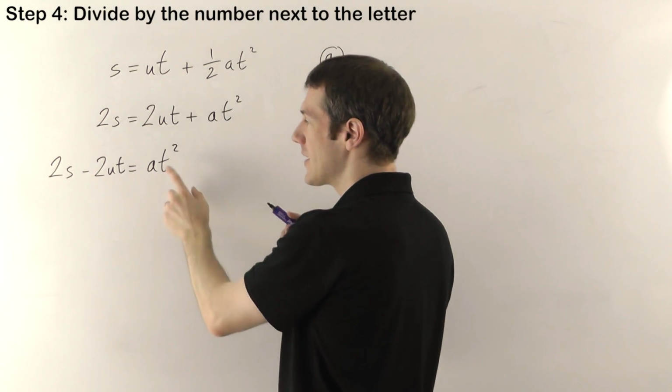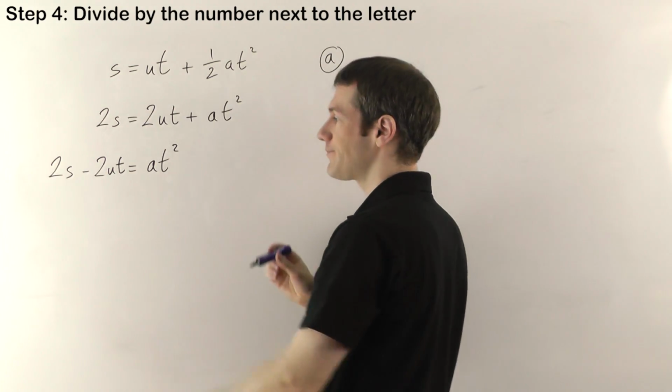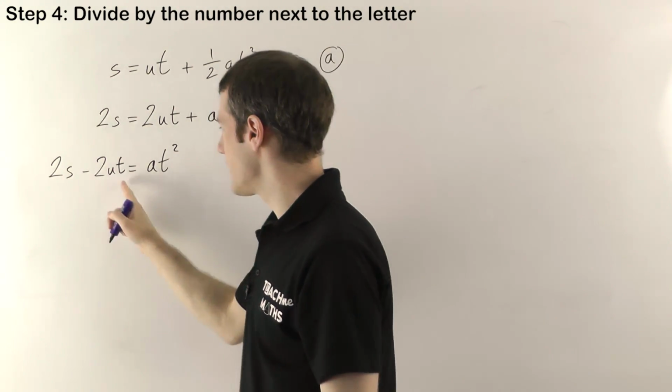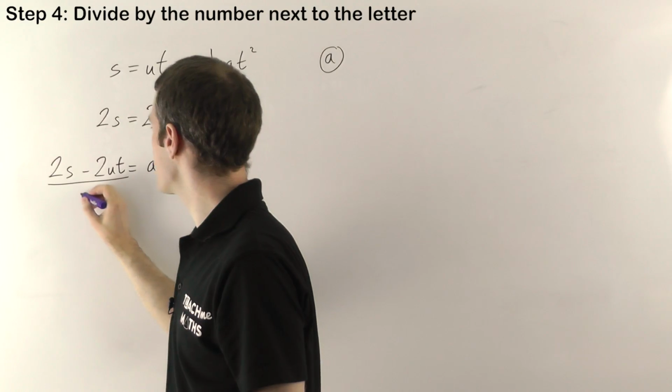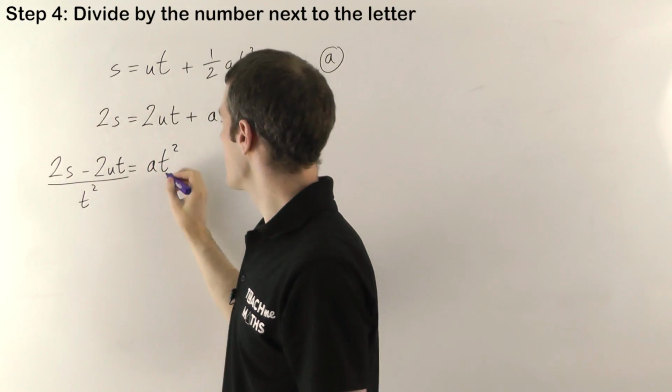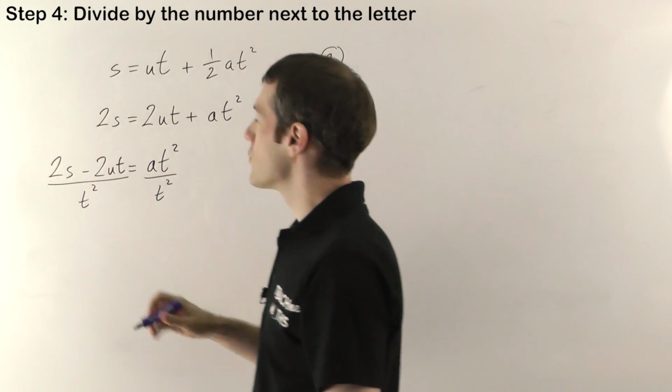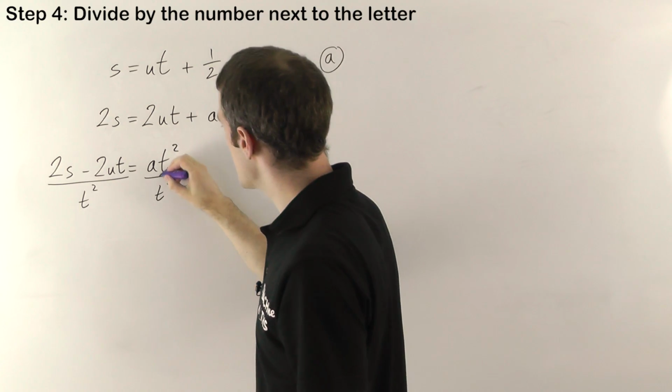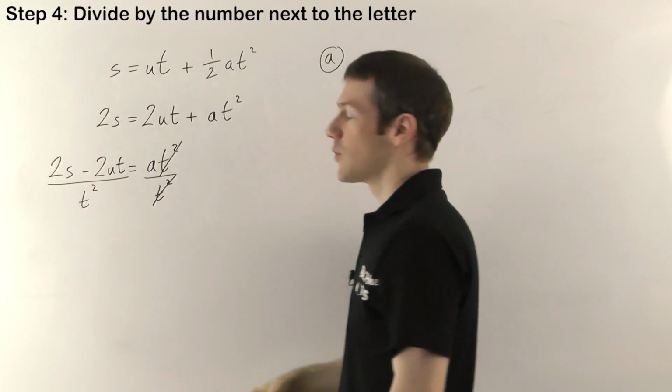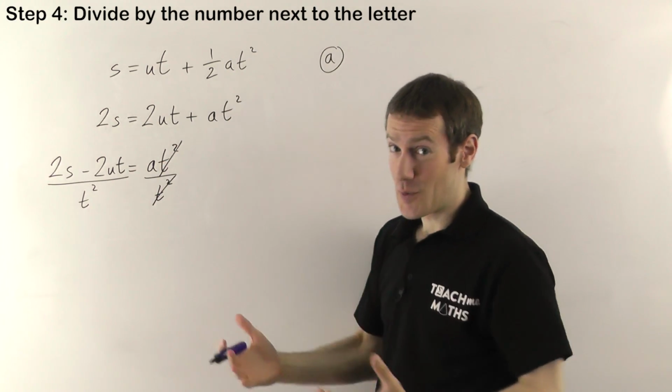So we're going to divide everything by t squared. So on the left, I'm going to divide by t squared. So you can write a big fraction with a t squared on the bottom. On the right, I'm going to divide by t squared. The reason we do that is because these t squareds will cancel, which will leave you with the a by itself, which remember is what we're trying to do.